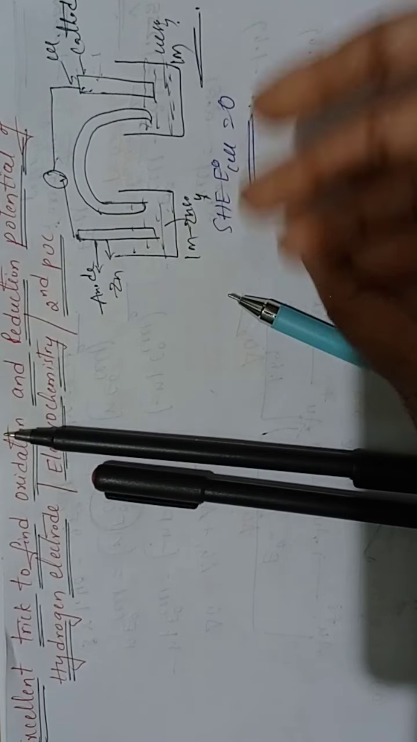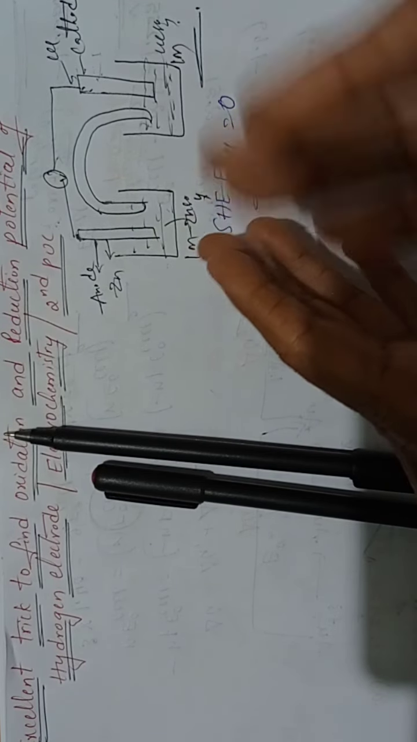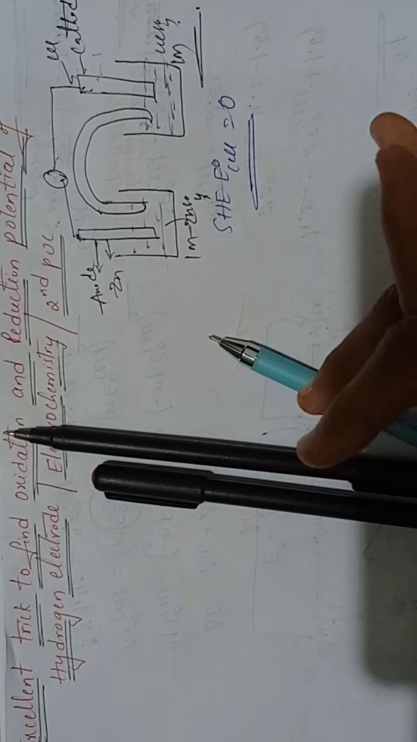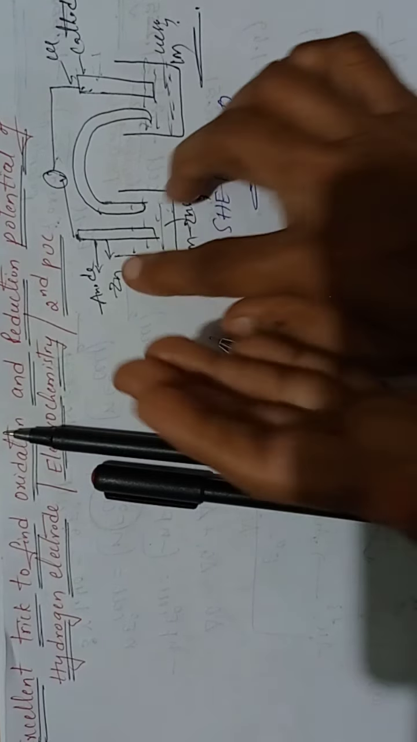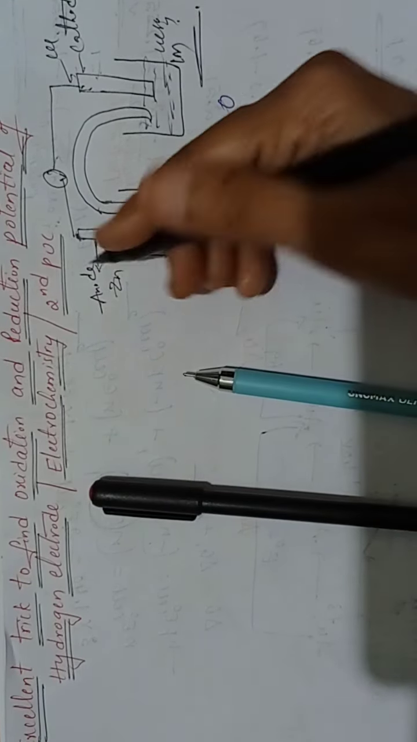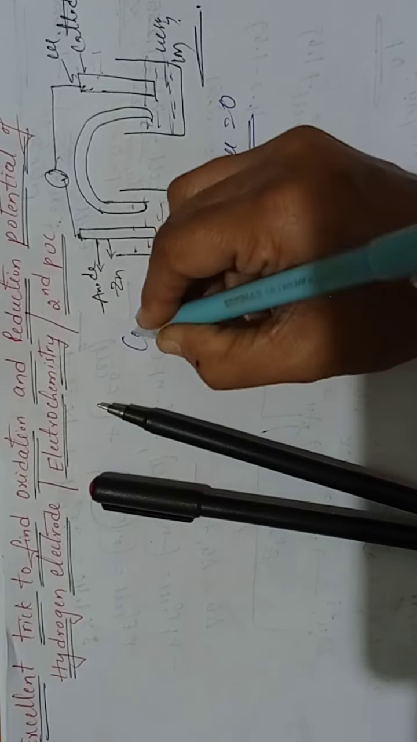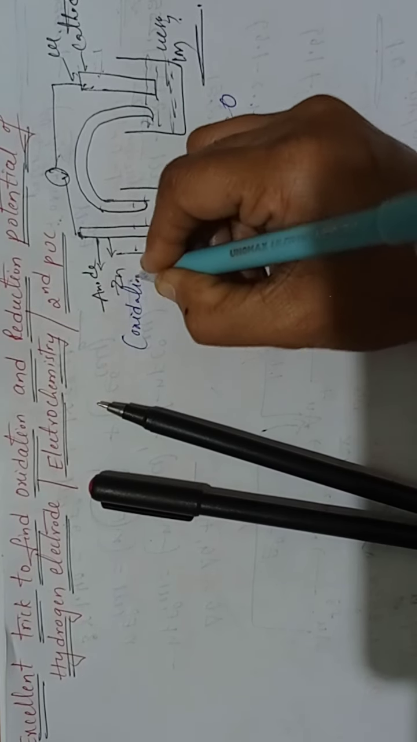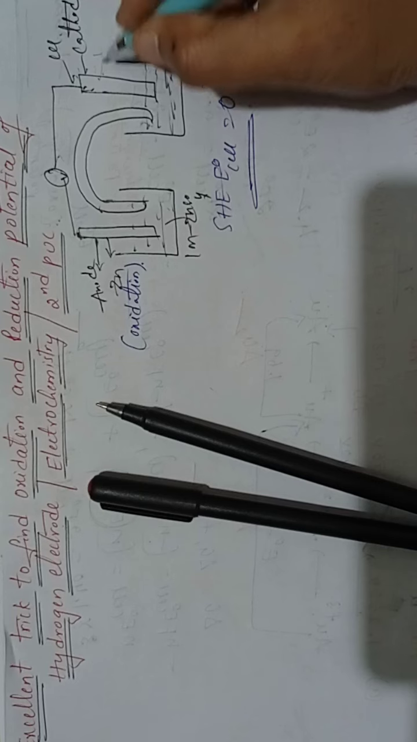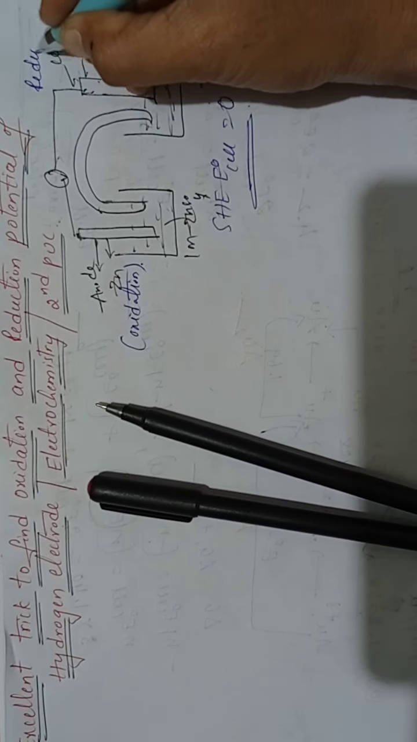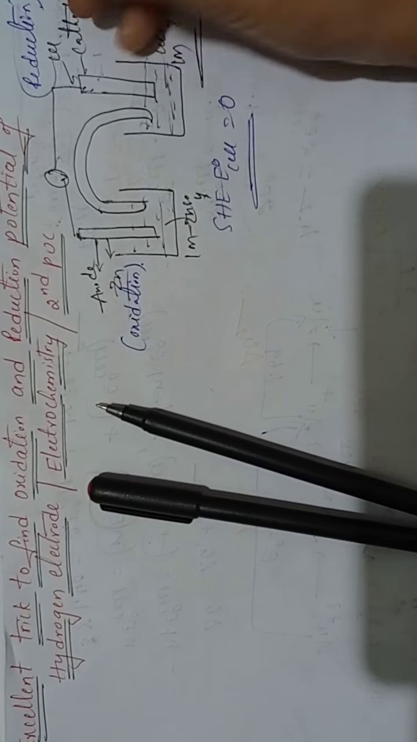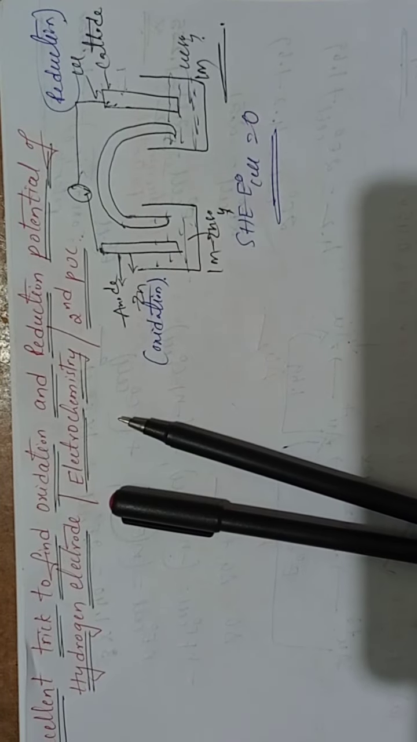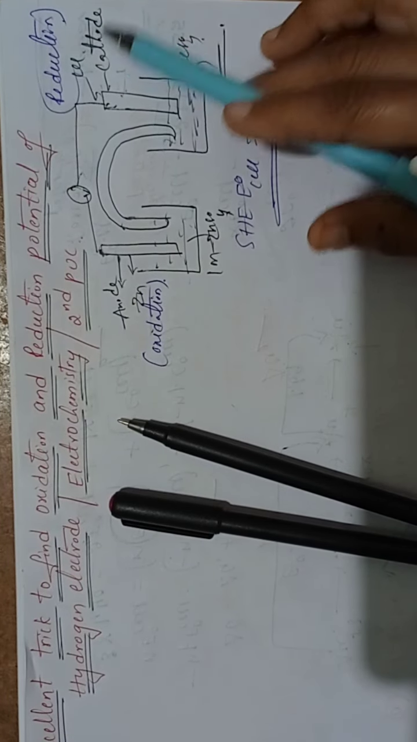Now suppose I'm going to calculate the oxidation potential, students. That means what? We know that at anode, which reaction is taking place? At anode, oxidation reaction always takes place. Now at cathode, which reaction is taking place? Reduction reaction takes place, correct? Understanding? At anode oxidation, at cathode reduction.